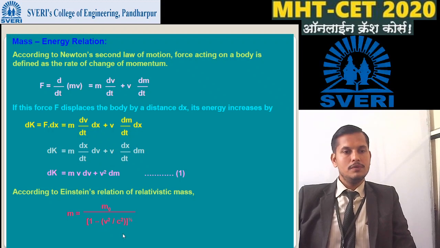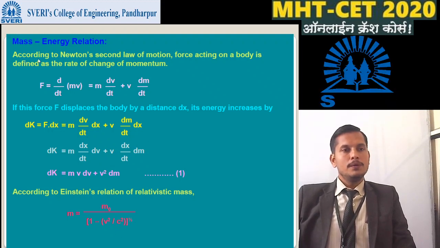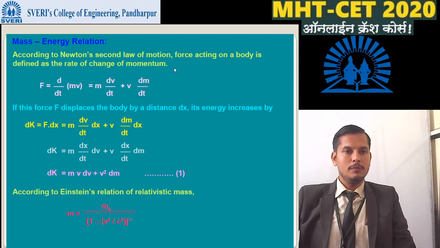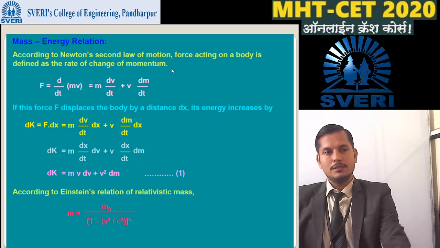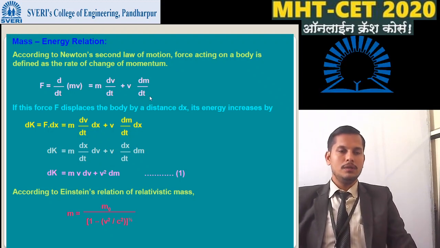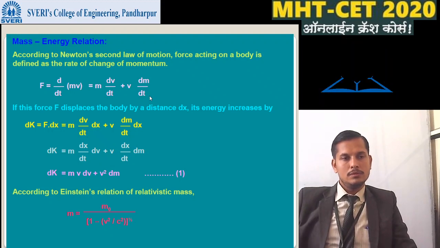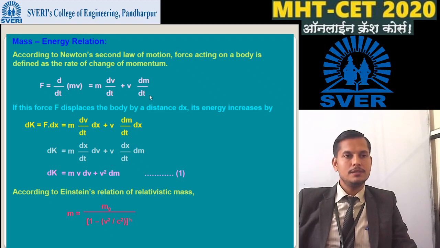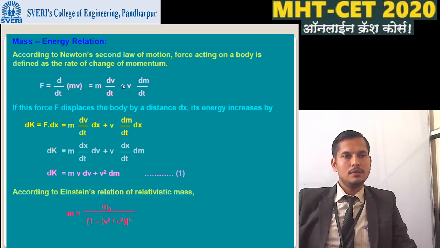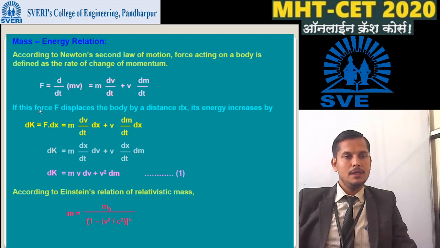This relativistic mass equation is m = m0 divided by the square root of 1 − v²/c². So how can we get this? According to Newton's second law of motion, the force acting on a body is defined as the rate of change of momentum. In classical mechanics, F = d/dt of (mv). But here, along with v, m is also variable in the special theory of relativity, that is Einstein's theory of relativity. So the rate of change of momentum gives F = d/dt of (mv), that is m dv/dt + v dm/dt.